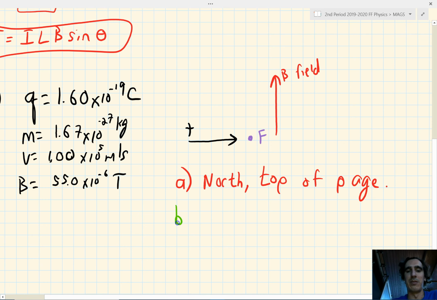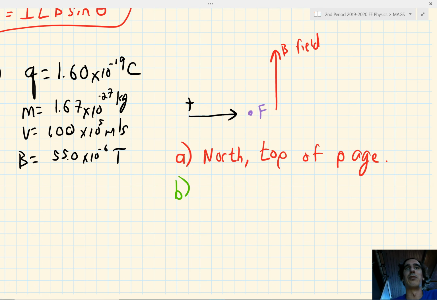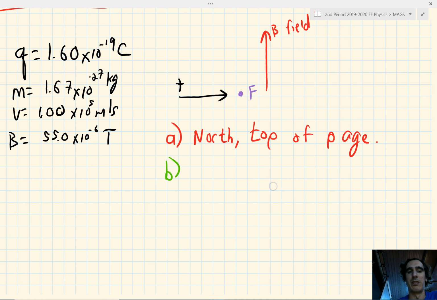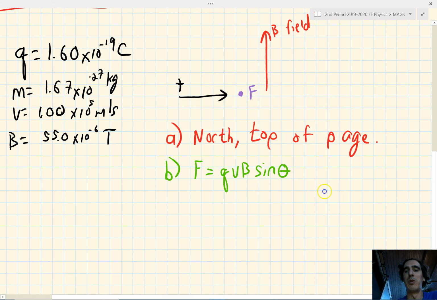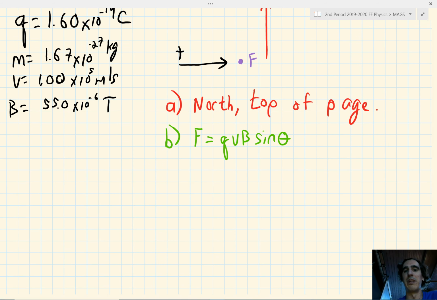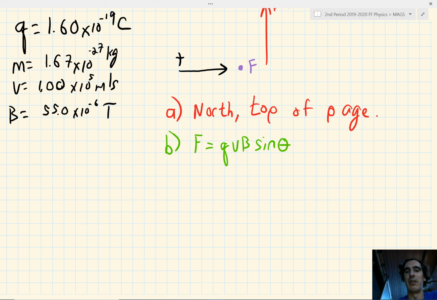Okay, letter B. What is the strength of the magnetic force when the proton moves eastward? So we know the charge, the velocity, and the magnetic field strength. So we could use F is equal to QVB sine of theta. When the particle is moving eastward, it's perpendicular to the magnetic field, so the angle they make is 90 degrees.